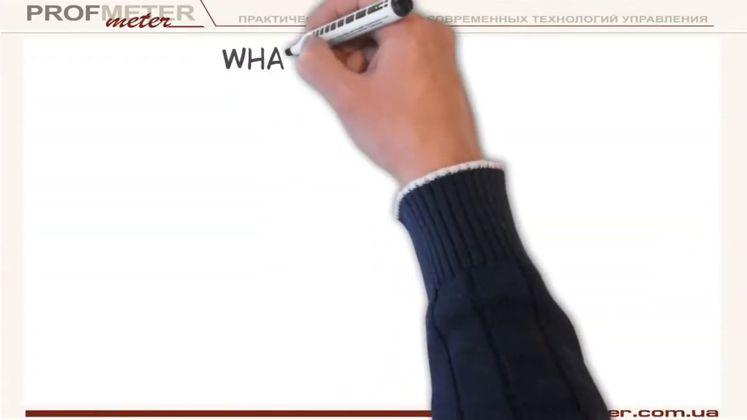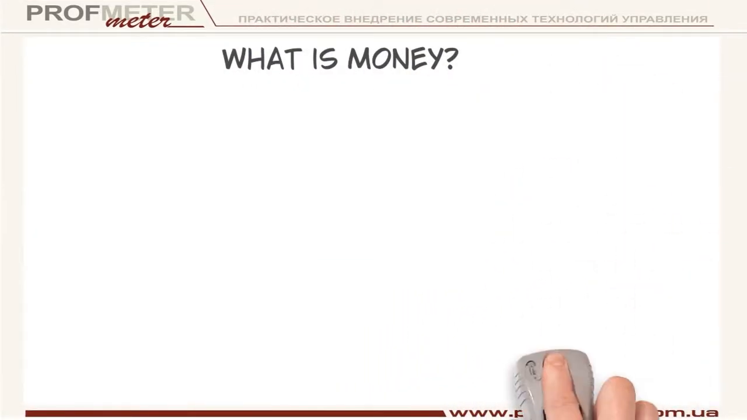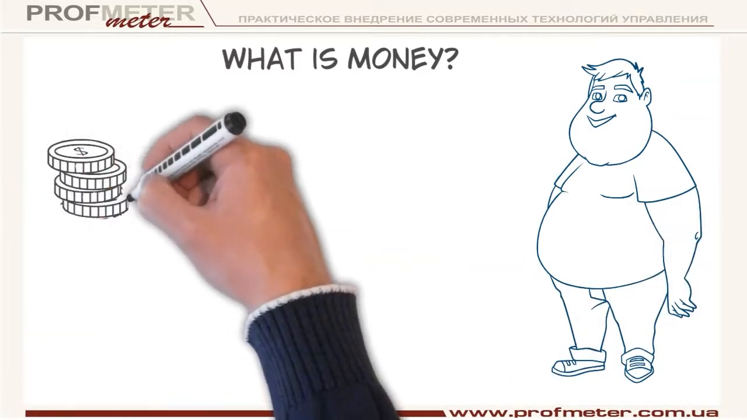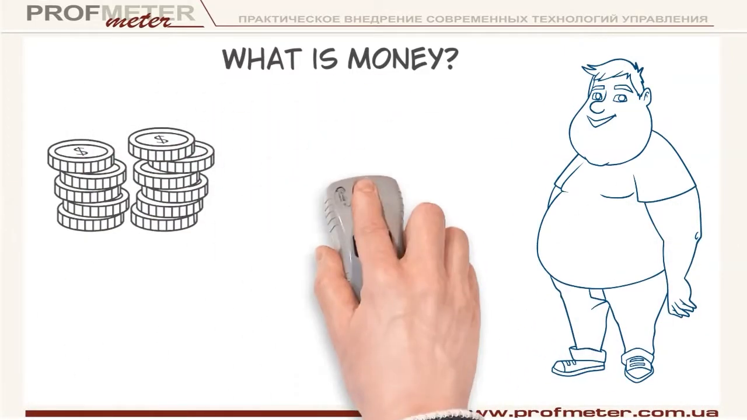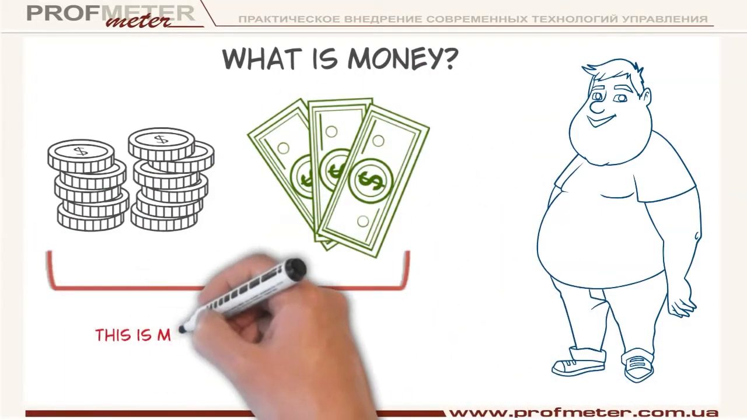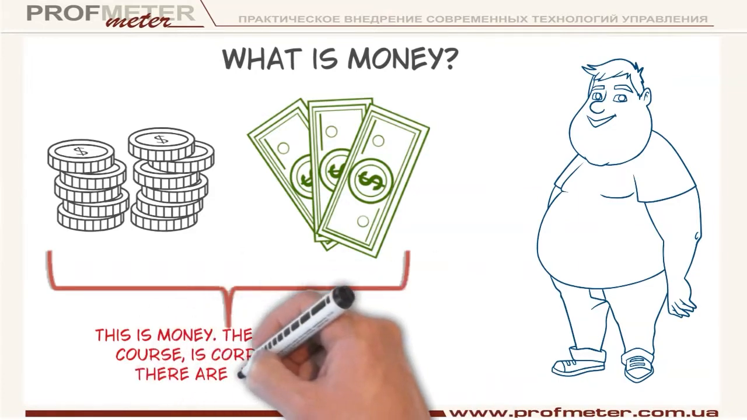Let's go. Let's start with the concept of money. If you ask a man from the street what money is, most likely he will show you metal circles and sheets of paper with numbers printed on them. It is this association that occurs in most people when pronouncing the word money.